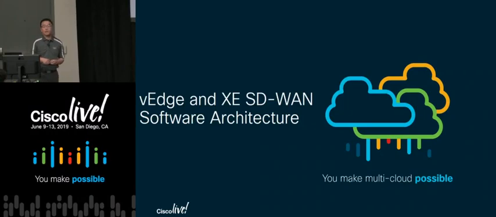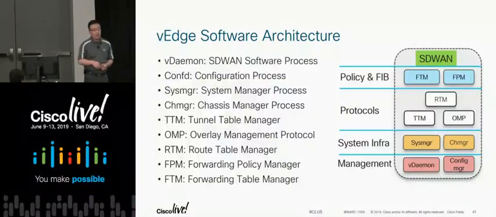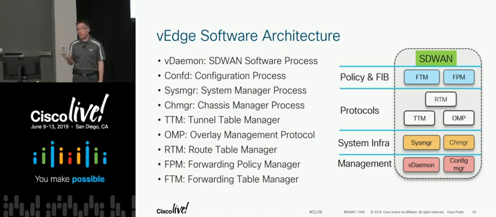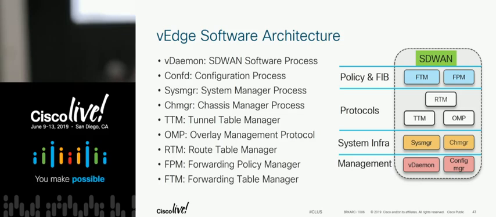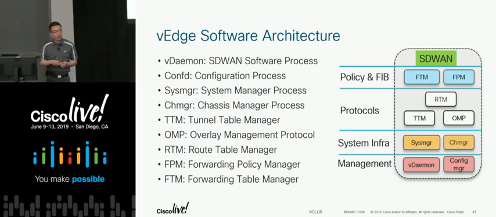Okay, let's talk about the software architecture. First, we're going to talk about the vEdge, then we talk about the XE SD-WAN. What you're looking at here is the vEdge software stack. When you power up a vEdge router, the Linux running process is going to start and initialize other processes. The first one is called the system manager. System manager is the process to build up the vEdge software architecture, what you're looking at here right now.